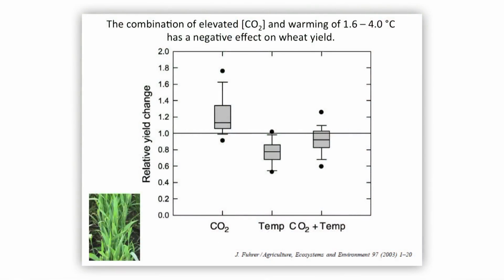Here's an example, just a meta-analysis from wheat. This is showing you the relative change in wheat yield in about 200 studies of wheat that have been done. In high CO2, there's almost a 20% change in yield. When you increase the temperatures by about 4 degrees Celsius, you get about a 20% decrease in yield. When you put them together, you still get about a 5 to 10% decrease in yield. And so CO2 can't always mitigate the negative effects of temperature.